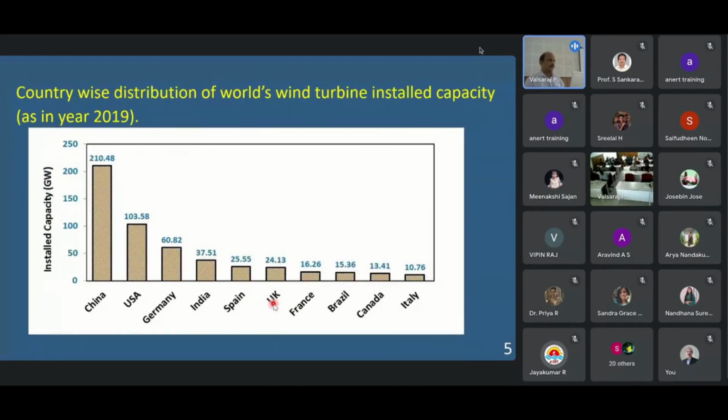Now, if you look at the ranking, country-wise ranking, as at the end of 2019, India came fourth with 37 gigawatts. China was the first.